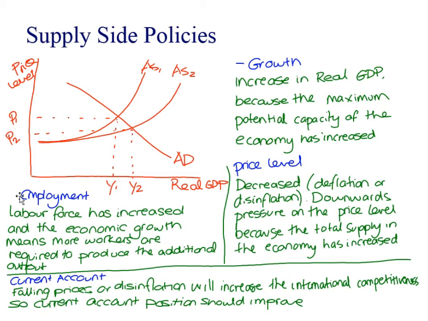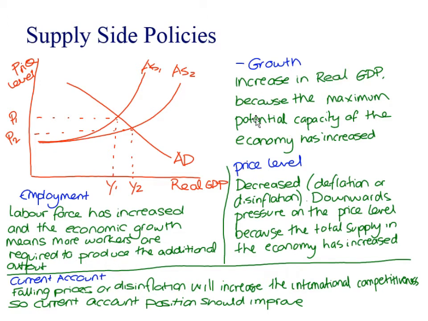Why would you get an increase in employment? It's usually about increasing employment rather than just reducing unemployment, because unemployment is the distance between where you're actually operating and full capacity. So it's quite complicated. I think I've increased unemployment there just because more people have entered the labour market, but employment has definitely increased. So the labour force has increased, and economic growth means more workers are required to produce the additional output.